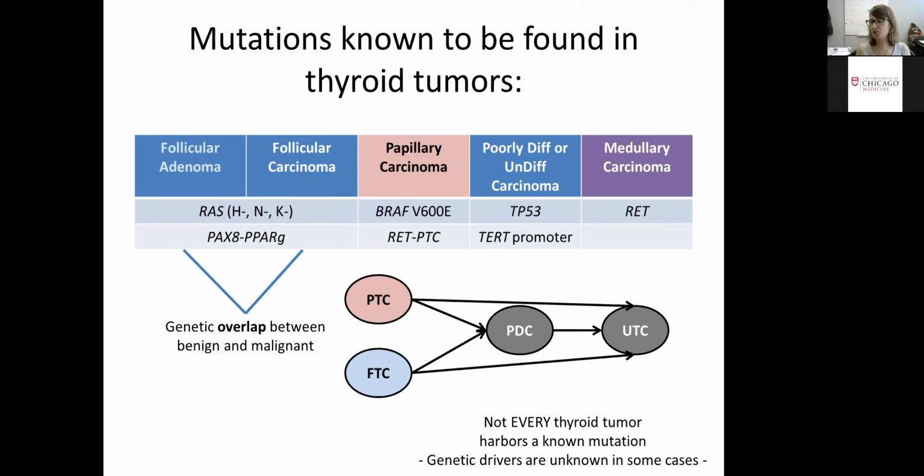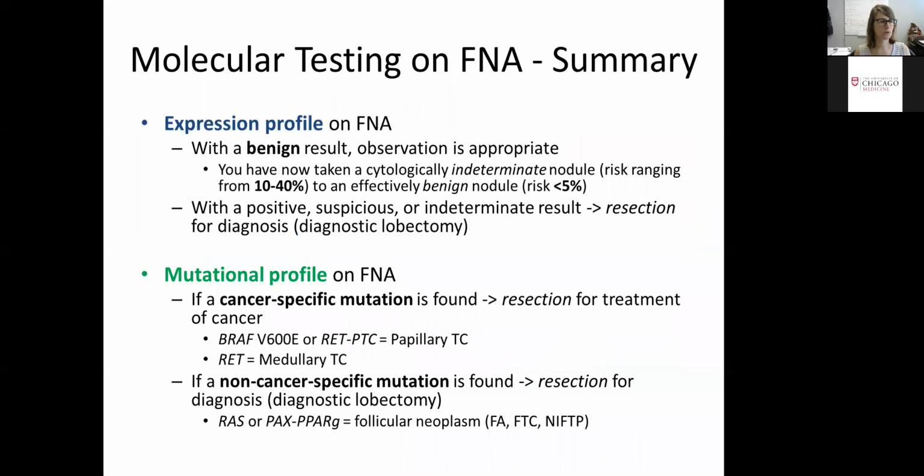In some cases, the genetic drivers are unknown, and in some cases, the genetic drivers are less frequent rearrangements or mutations, okay, like NTRK, etc. Okay. So in summary, with the benign gene expression profile on FNA, these patients undergo observation because they have been dropped down from an indeterminate nodule with a higher risk of malignancy to an effectively molecularly benign nodule.